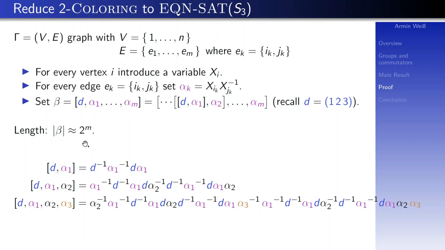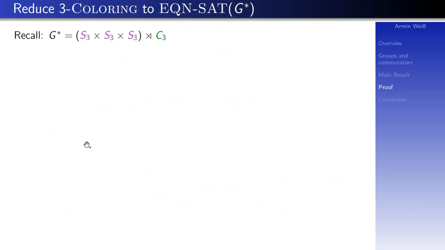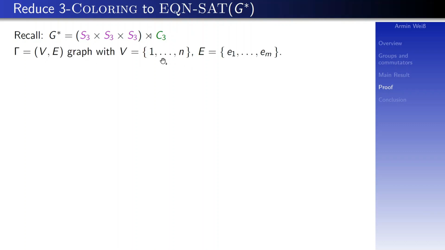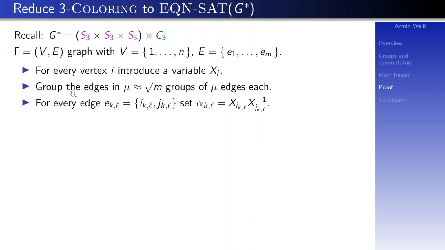Okay, now let's switch to the real reduction. So we take this group Gstar. Here again the structure: we have an input graph with vertices 1 to n, and we assign to every vertex one variable xi. Now we group the edges into roughly square root of m groups of square root of m edges each. Each edge gets two indices, one for the group and one for the index within the group.